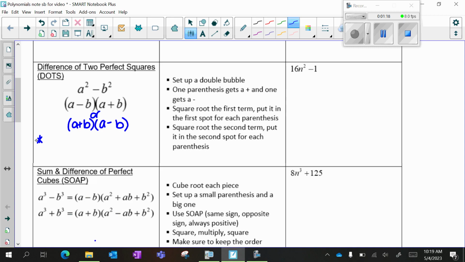So things you're always looking for are two terms and subtraction. And then you have to have perfect squares. So your exponents must be even. And your perfect squares for numbers are 1, 4, 9, 16, 25, and so on.